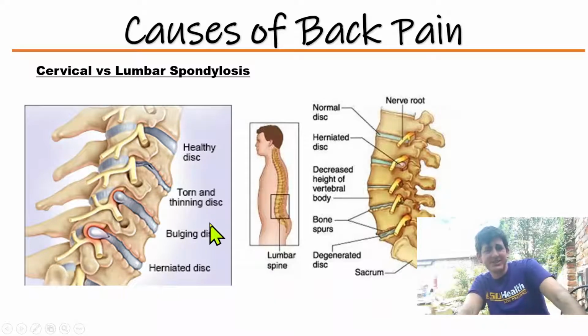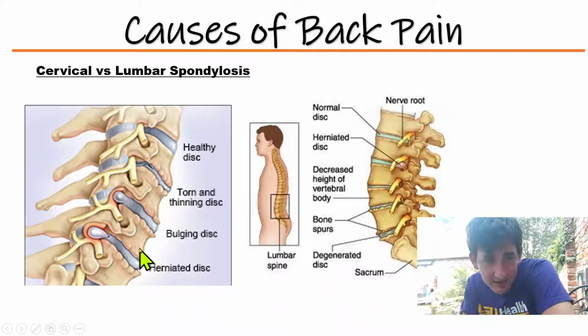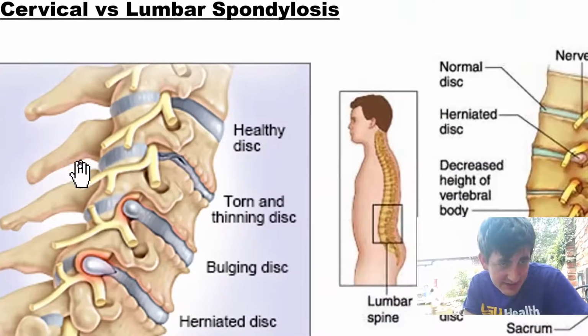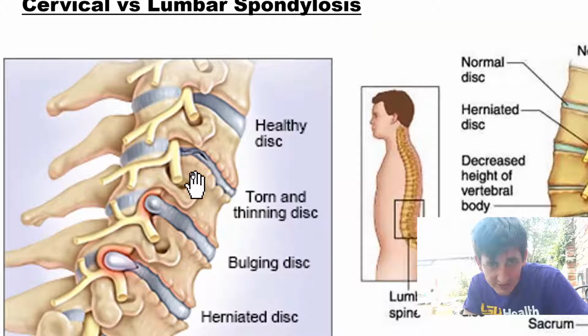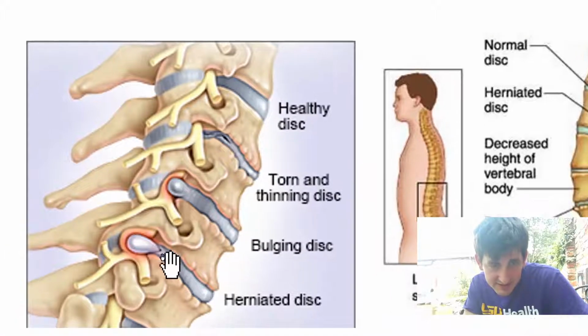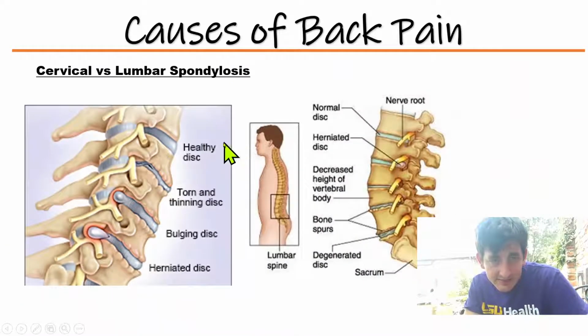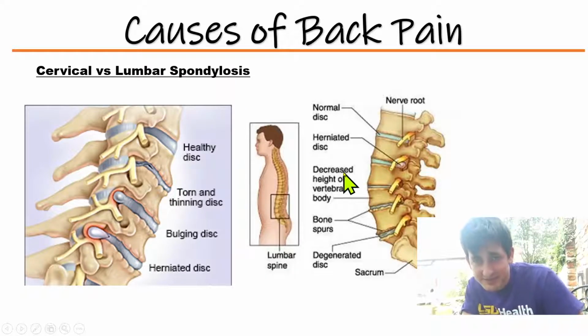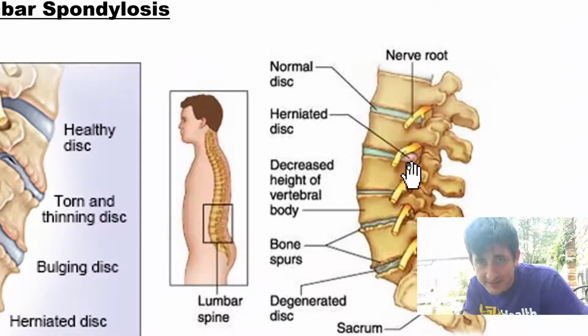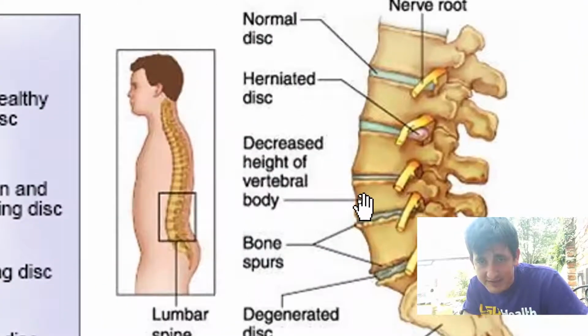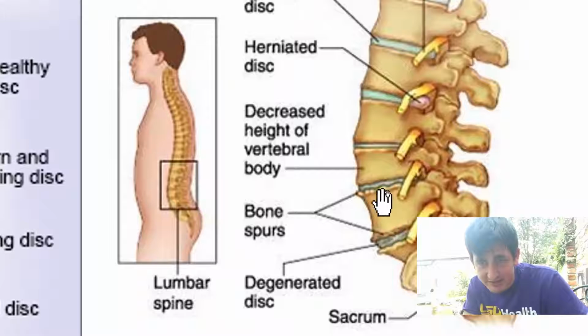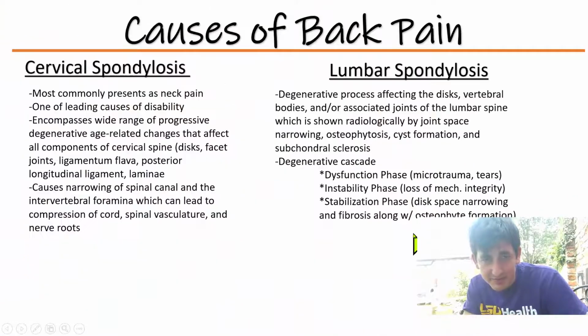So cervical versus lumbar spondylosis. Here is a cervical spine. You can see these long spinous processes. You can see torn, thinning disc, bulging disc, herniated disc. Just degenerative disc disease can lead to these complications, right? This spondylosis is kind of the most basic issue here. So we'll see decreased height of the vertebral body. This is the lumbar spine, bone spurs, and so on.